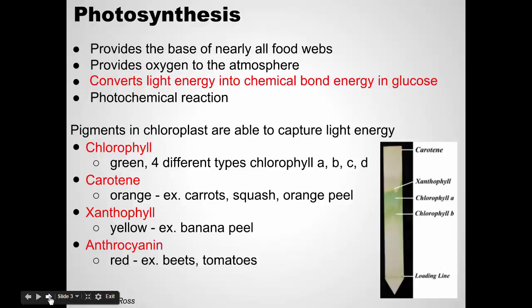And anthocyanin is a red pigment that gives tomatoes and beets their color. These different pigments absorb light at different wavelengths to allow photosynthesis to take place. We'll do a lab in which we do chromatography, where we look at these various pigments that are found in plant extracts and separate them out using chromatography. We'll do that at some point this week.